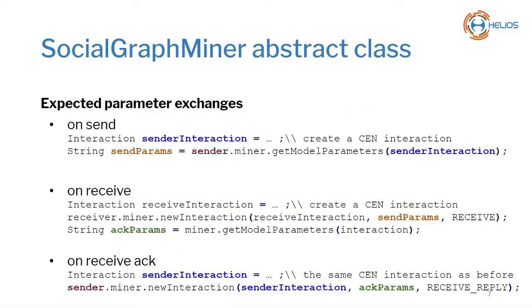In particular, these code snippets demonstrate the parameter exchange scheme followed by the Social Graph Mining module. First, when a new interaction occurs, the sender side retrieves an interaction object from the local contextual ego network using the respective module's methods. It then uses the getModelParameters method to obtain a string serialization of the parameters to send. As a second step, the receiver creates their own contextual ego network interaction object and calls the new interaction method with it. Additional arguments to that method are the sender's parameters string serialization and a receive enumeration label.